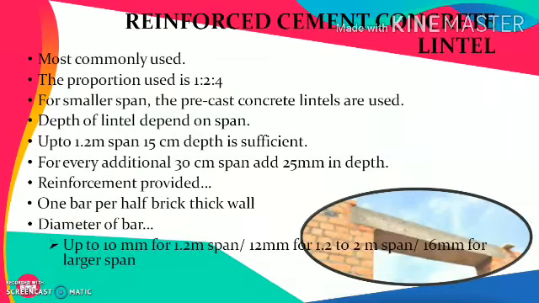There is also a thumb rule about the diameter of bars used. Generally, we use 10 mm diameter bars for a span around 1.2 meter or lesser. For 1.2 to 2 meter span, we use 12 mm diameter, and for more than that, we use 16 mm diameter bars. So this thumb rule is followed on site for the casting of reinforced cement concrete lintels.